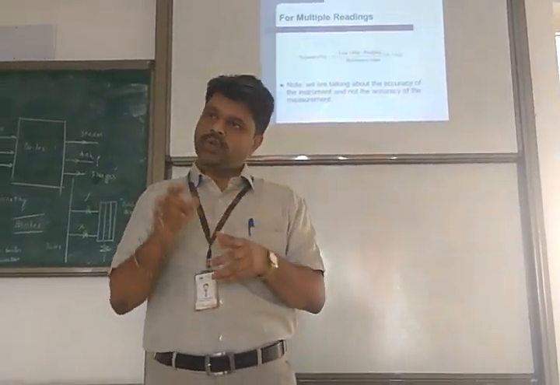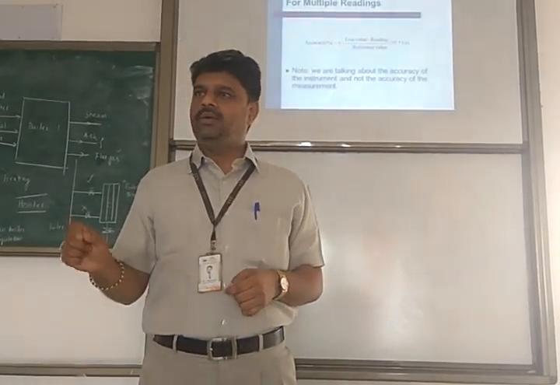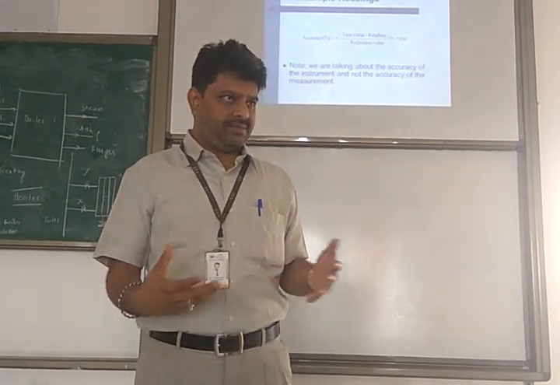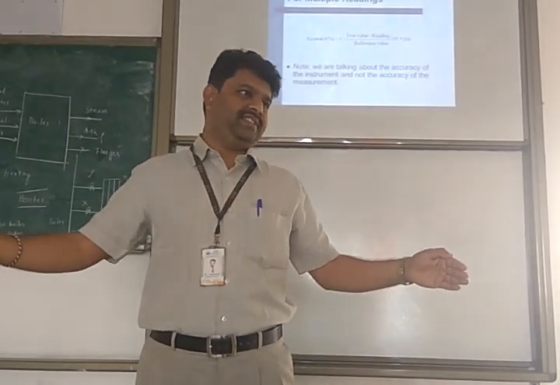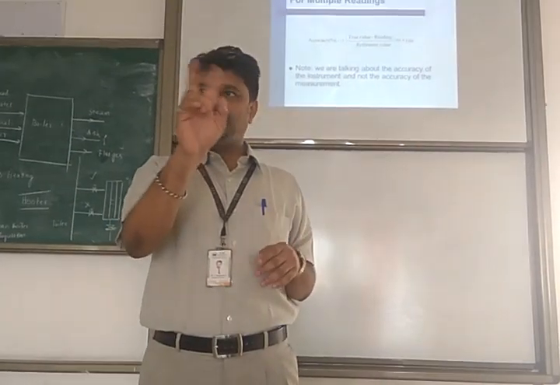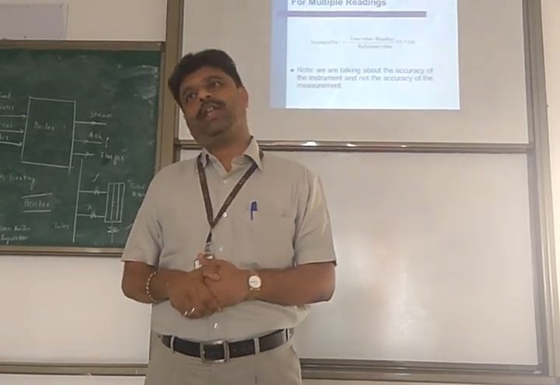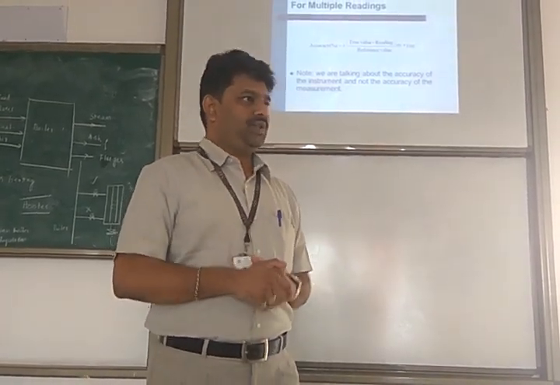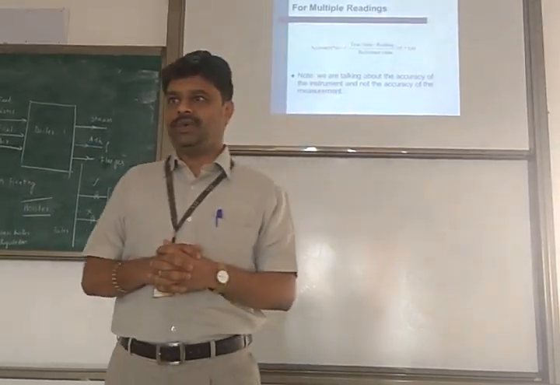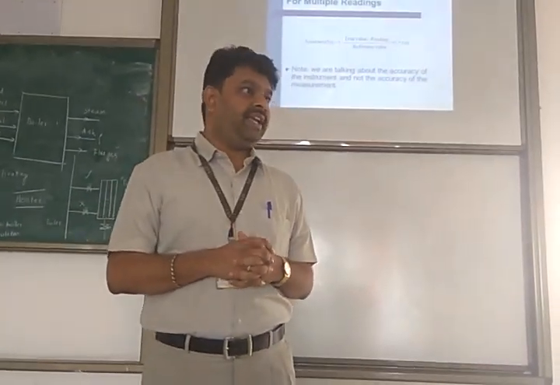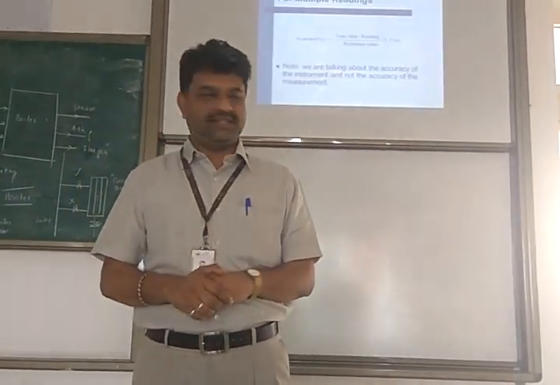So you have the true value, you have the reading, and the instrument which is getting calibrated, whose accuracy we are computing, has a full range, let us say 250 degrees Celsius. The difference between those two divided by 250, multiplied by 100, will give you one accuracy. That is also accuracy only. But that is the accuracy at that particular temperature, at 70 degrees Celsius, for example.